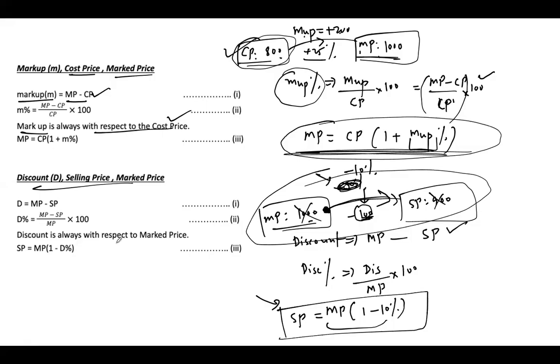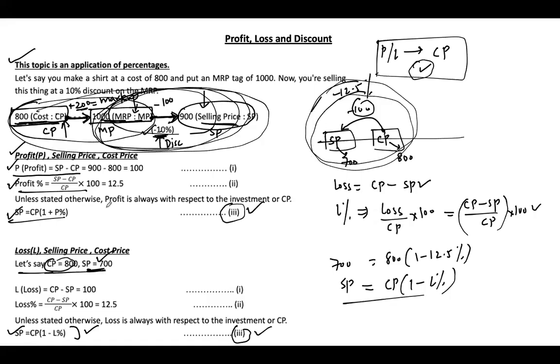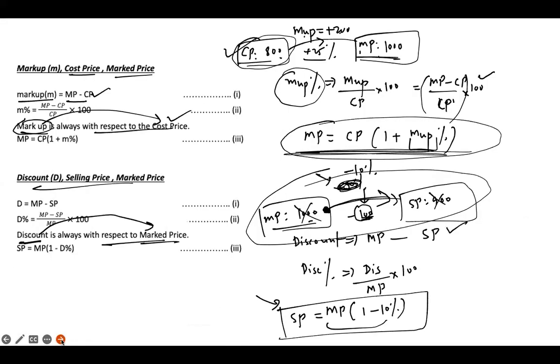So here, what is the base? Marked price. So when you are talking about discount, you're talking with respect to marked price. When you're talking about markup, you're talking with respect to cost price. If you're talking about profit, with respect to cost price. If you're talking about loss, with respect to cost price, unless it is stated otherwise. This is the thing usually, generally.